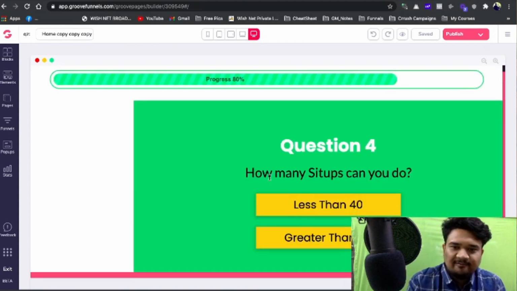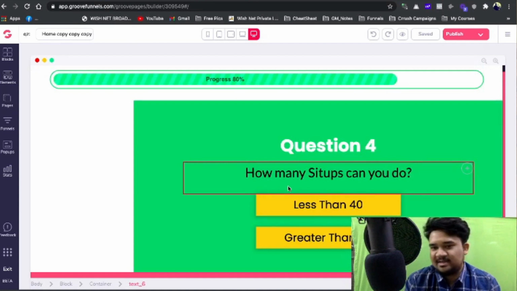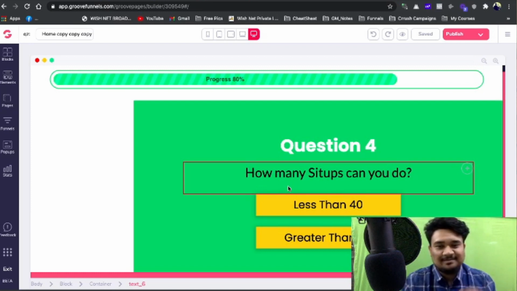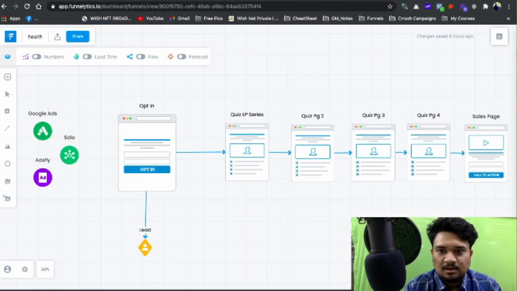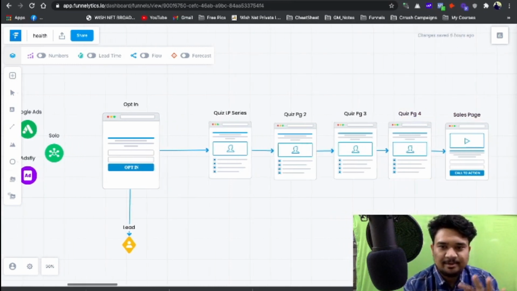Now after a person clicks on, say, how many sit-ups you can do, suppose a person clicks on less than 40, or if he clicks on greater than 40, I don't care. Wherever he or she clicks, he or she should be redirected to your sales page, I mean using your affiliate link where you are trying to sell your product. So guys, this is the entire setup as I've shown you here also. You have quiz page 1, 2, 3, 4. After quiz page 4, he or she should be redirected to your sales page. Okay, this is the entire process we need to follow.